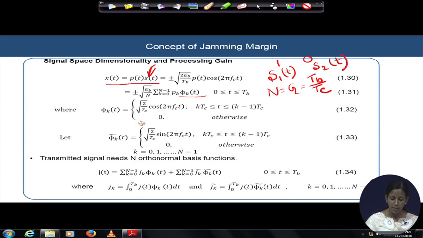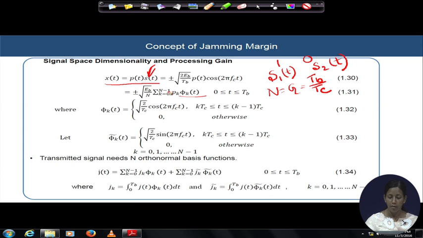If this is the condition for s(t), we would like to see how many orthonormal basis functions we are now dealing with. If I look inside equation 1.31, as k is varying from 0 to N, you need at least capital N orthonormal basis functions to represent the value x(t). This is not the same as in the conventional communication system. There we were not requiring all this.